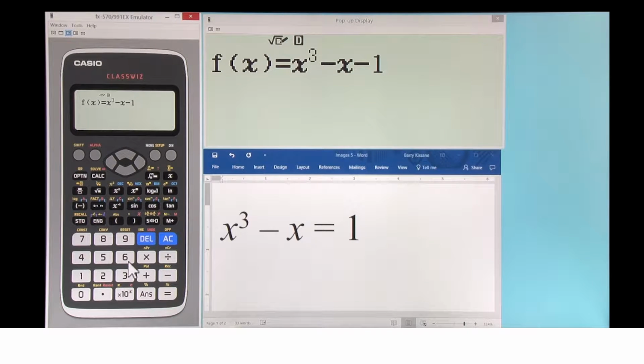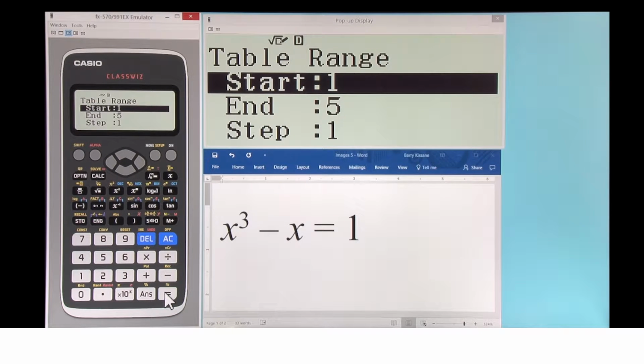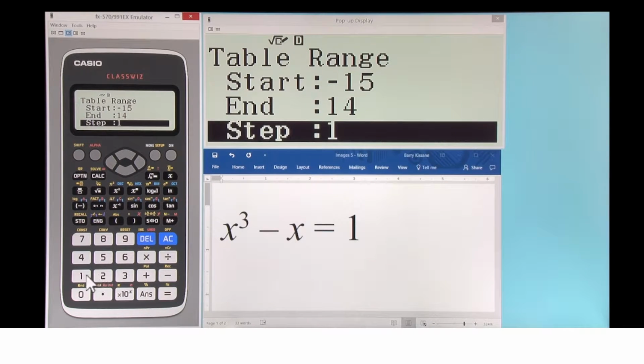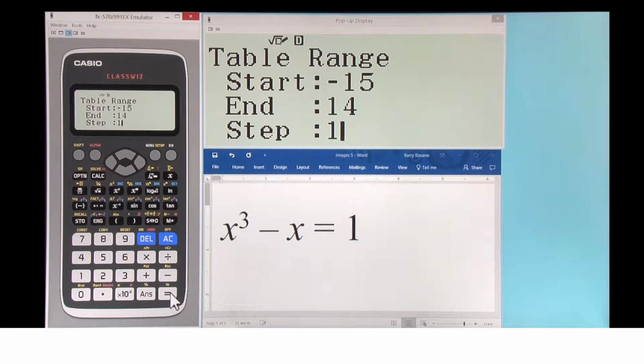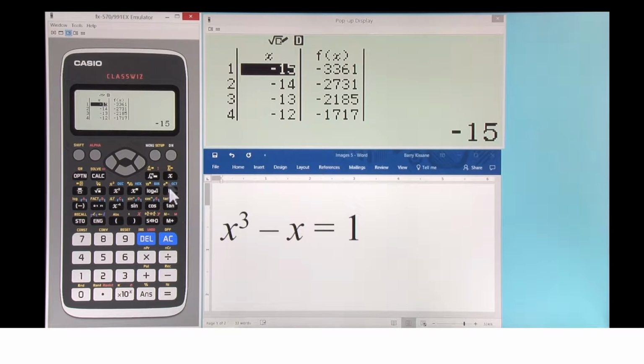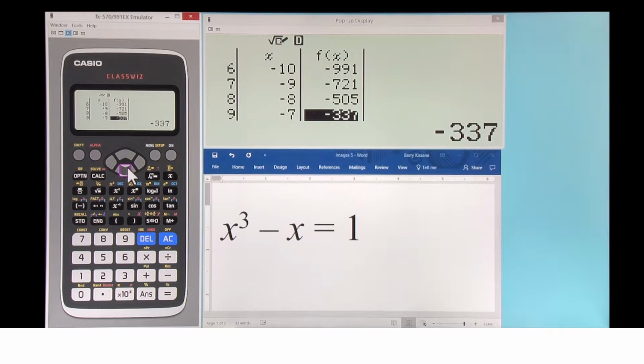We'll tabulate this function over a wide range. Let's say from negative 15 to 14 in steps of 1, remembering that the ClassWiz allows us to have only 30 values in a table. When we scroll the values in the table, we can see there are very large negative numbers, decreasing down to something close to 0, and then they're getting bigger again.